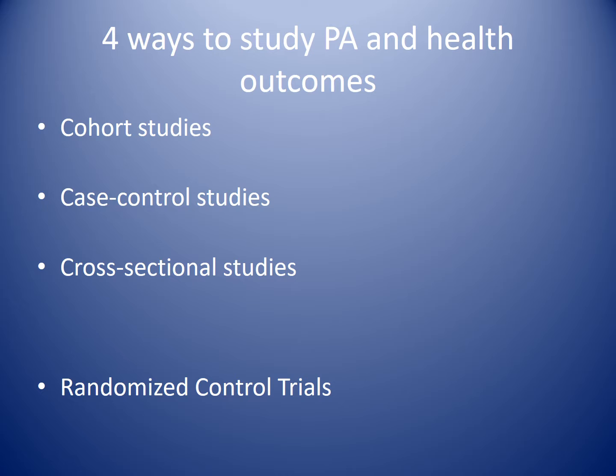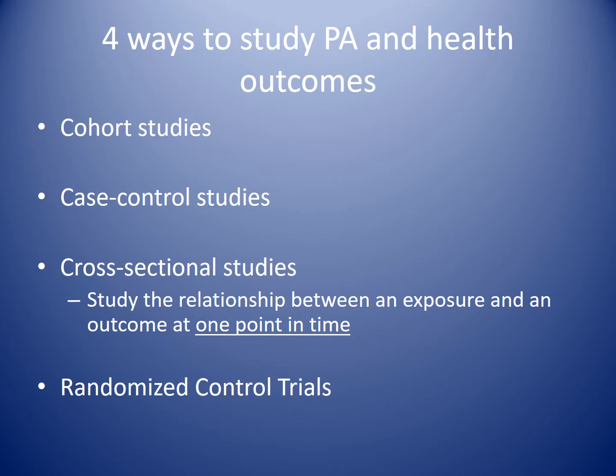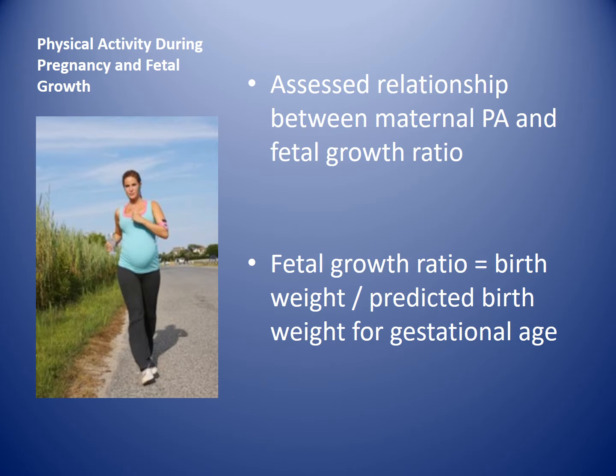Alright, so far we've talked about cohort studies and case control studies. Next, let's move on to cross-sectional studies. Sometimes these are also called observational studies. I believe that's what your textbook uses. This is when you study the relationship between an exposure and an outcome only at one point in time. So this is an example of a cross-sectional study.